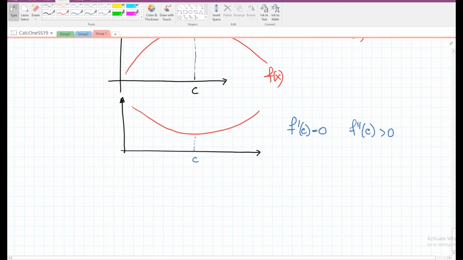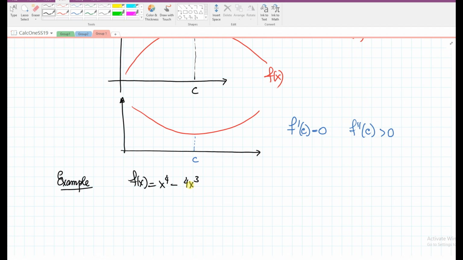Okay, let's discuss concavity for this function, for example. Let's say f of x is equal to x to the power of 4 minus 4x cubed. Let's discuss where this function is decreasing and increasing, and where this function is concave up and concave down.